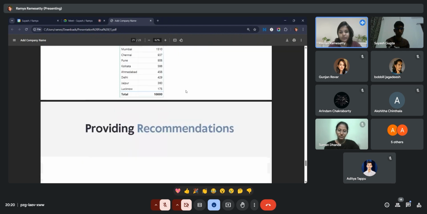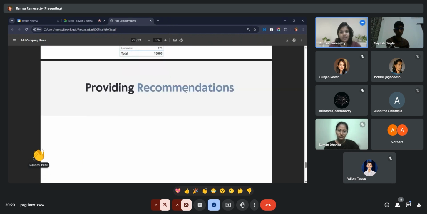So let's move on to the recommendations. How can we provide the recommendations? Can anyone say how we can provide the recommendations?